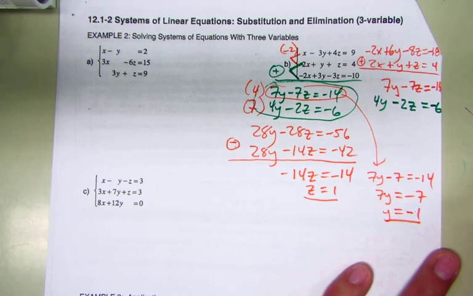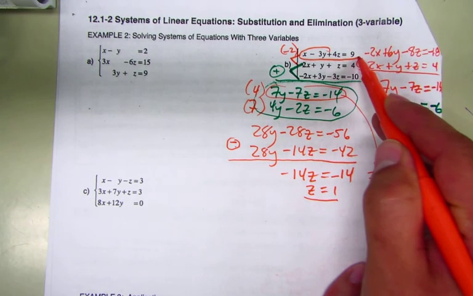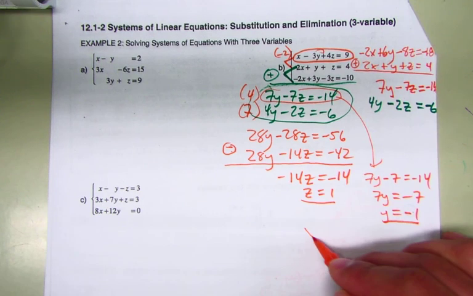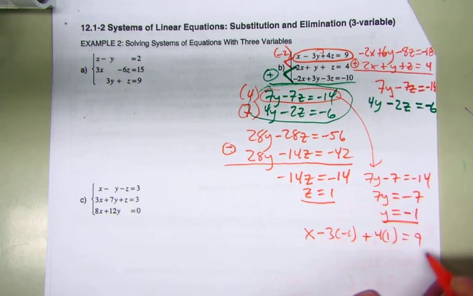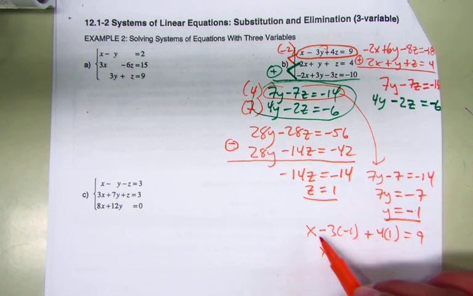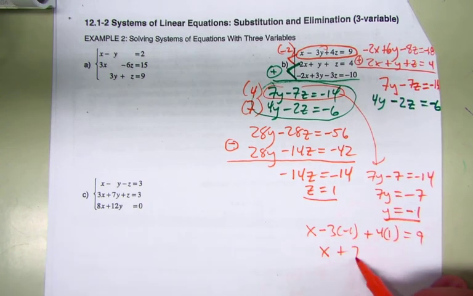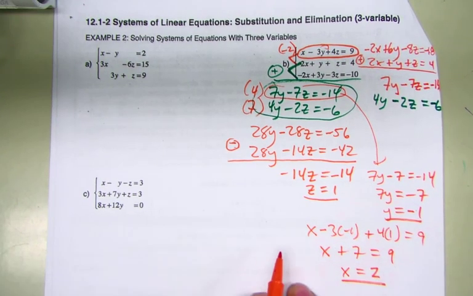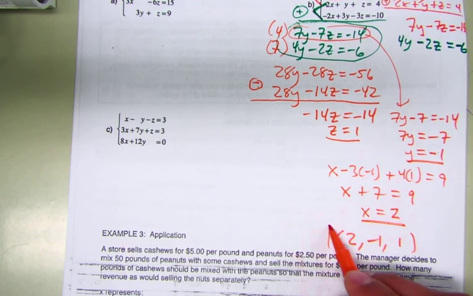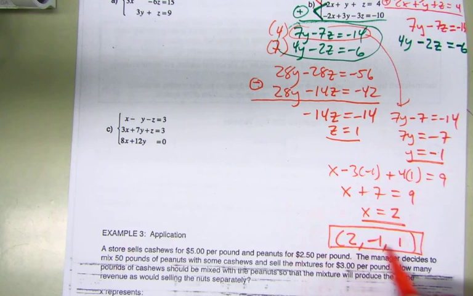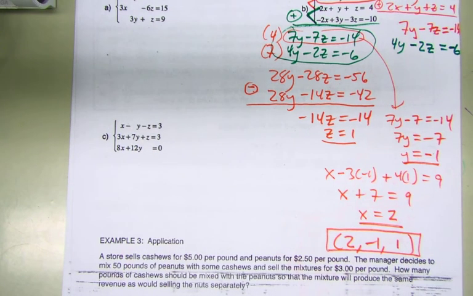Plug it into that very top. Sure. So now it'll be x minus 3 times negative 1 plus 4 times z, which is 1. So this will be x. This will be positive 3 and 4. That's 7, right? So x is 2. Okay, so there's your solution: 2, negative 1, 1. You just go alphabetical order, x, comma, y, comma, z. Okay? Does that make sense? Okay.